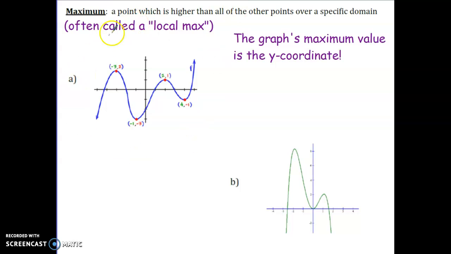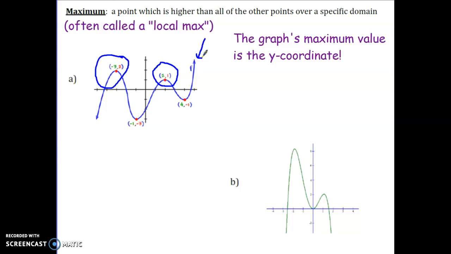So look at graph A here. In graph A, I'm going to have two maximum values. I have one here and I have one here. A maximum is just the highest point around. It's the top of the hill. So we often call that a local maximum because it's not the maximum of the whole graph. You can see right here that the graph is going up to positive infinity, so that can't be the maximum value, but it's the maximum in its area. It's the highest point around because it's the top of the hill.